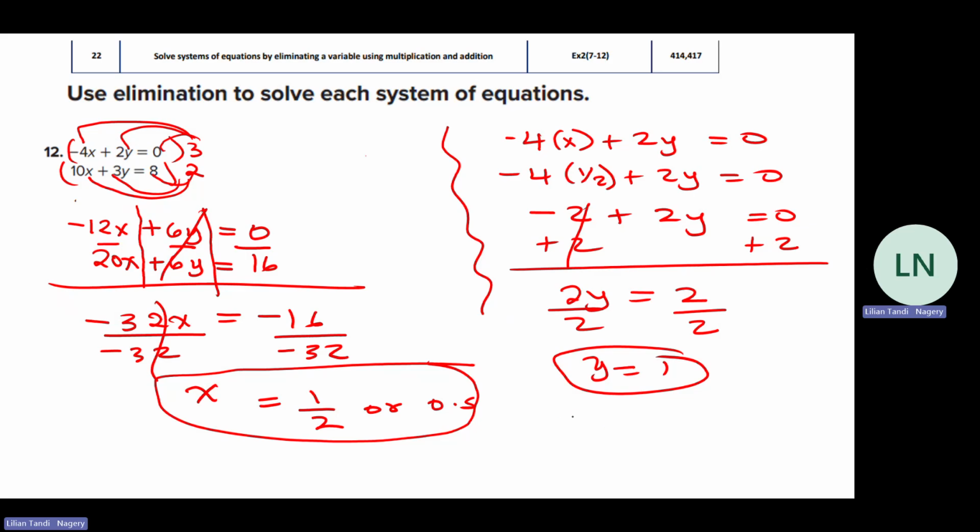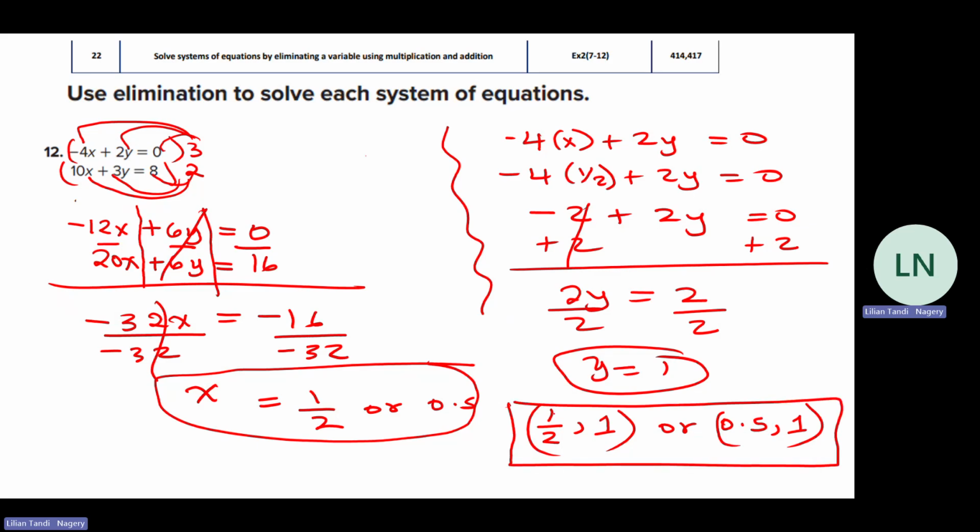So your answer, you can write it 2 different ways. So you can write 1 over 2, comma 1, or you can write it 0.5, comma 1. And you box your answer. And you remember this is x, this is y, this is x, this is y. Okay?